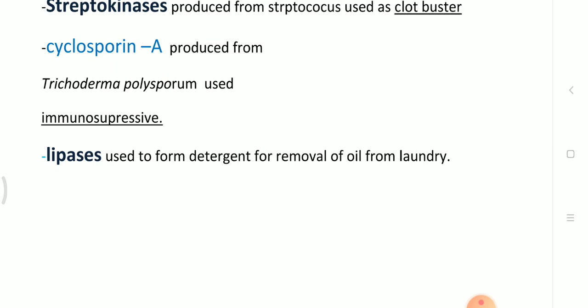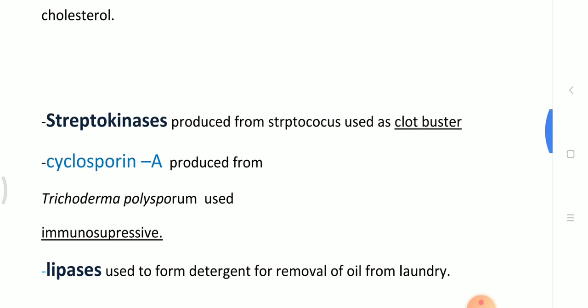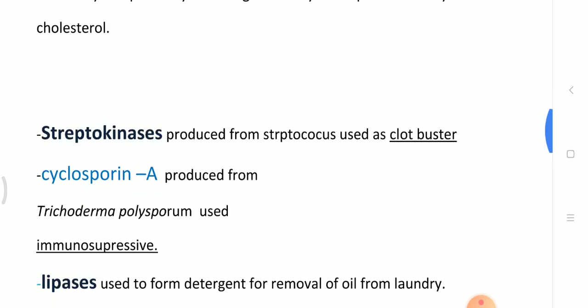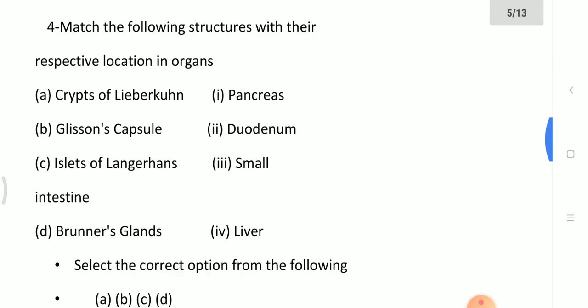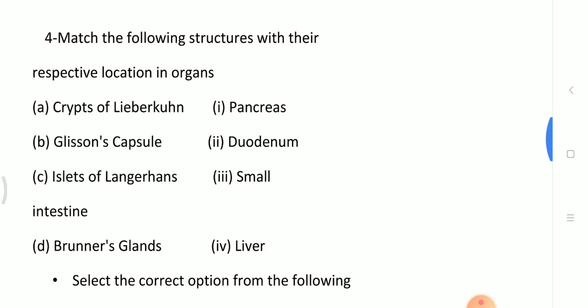So these are the description of different enzymes. So that chapter is very important. Always questions are asked from this unit. Next, come to question number 4. Match the following structures with their respective locations in organs.